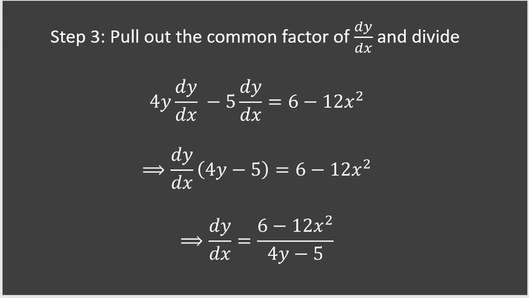So it's a 3-step process. Step 1, differentiate both sides with respect to x. That is the biggest hurdle. Step 2, move all the terms with a dy over dx onto one side of your equation, and all the terms without dy over dx onto the other side. Step 3, pull out the common factor of dy over dx, and then divide.